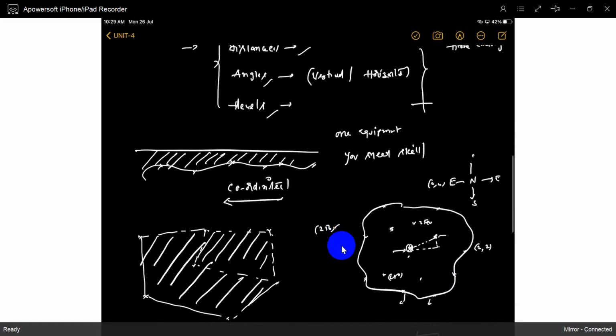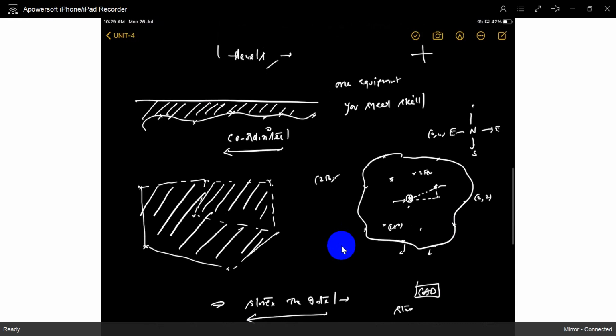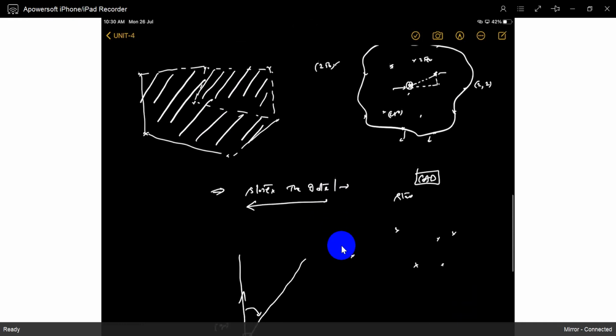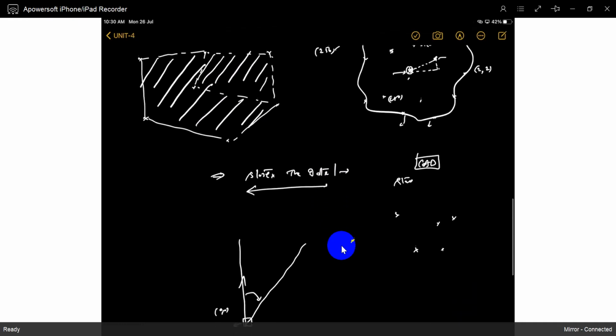Based on that, you can find out the areas enclosed between those coordinates, or you can find out the levels of the different points. Based on that, you can find out the filling or excavation of the ground surface. Totally, you can find out how much earthwork you have to do. You can easily calculate it with the total station. Okay, it stores the data also.